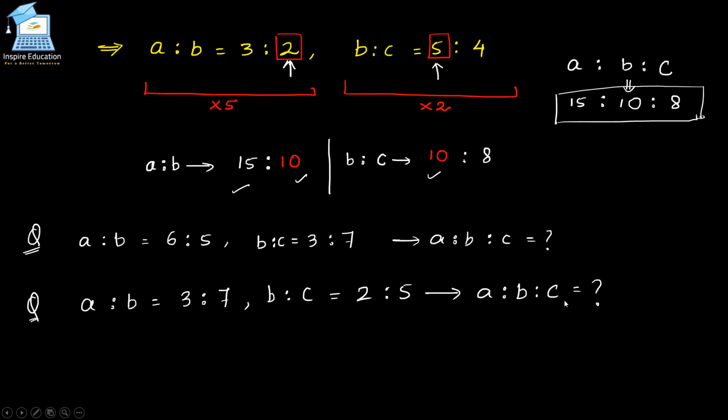What is the answer of the first one? 18 is to 15 is to 7, or 35? It should be 35. 18 is to 15 is to 35.